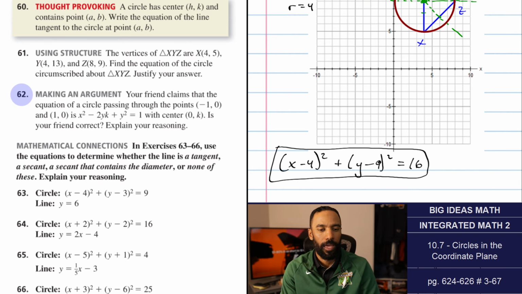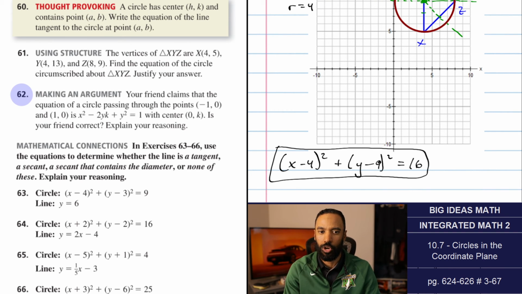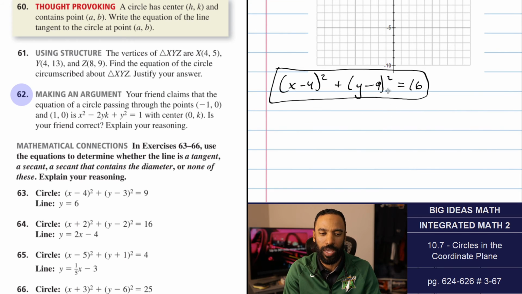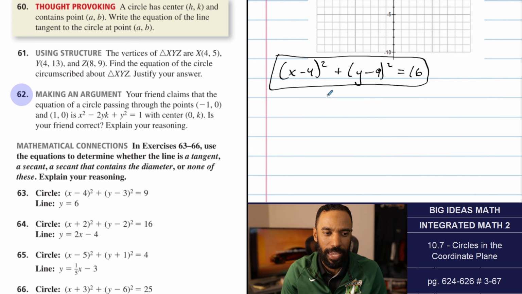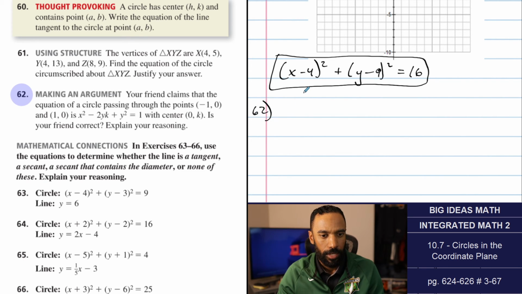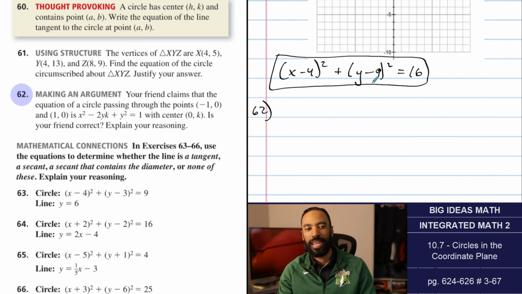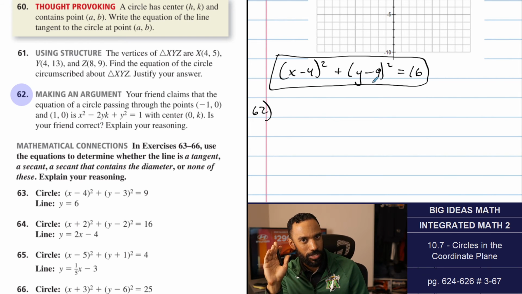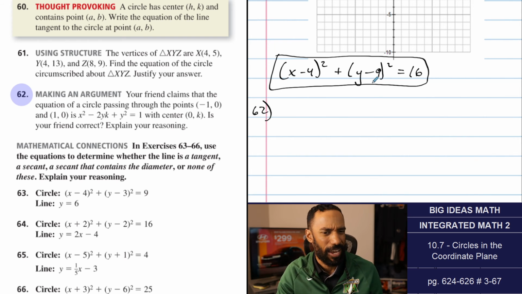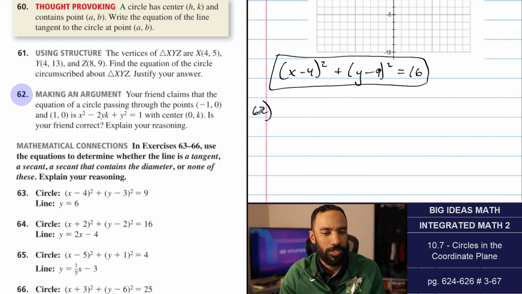Number 62. Your friend claims the equation of a circle passing through the points (-1, 0) and (1, 0) is that nonsense, with center at (0, k). Is your friend correct? Explain your reasoning. The equation of the circle. It might actually be. We had another one with the (-3, 0) and (0, 3), and it passed through these other 2 point things. I don't actually know. Center at (0, k). Let's see what they're asking for here.